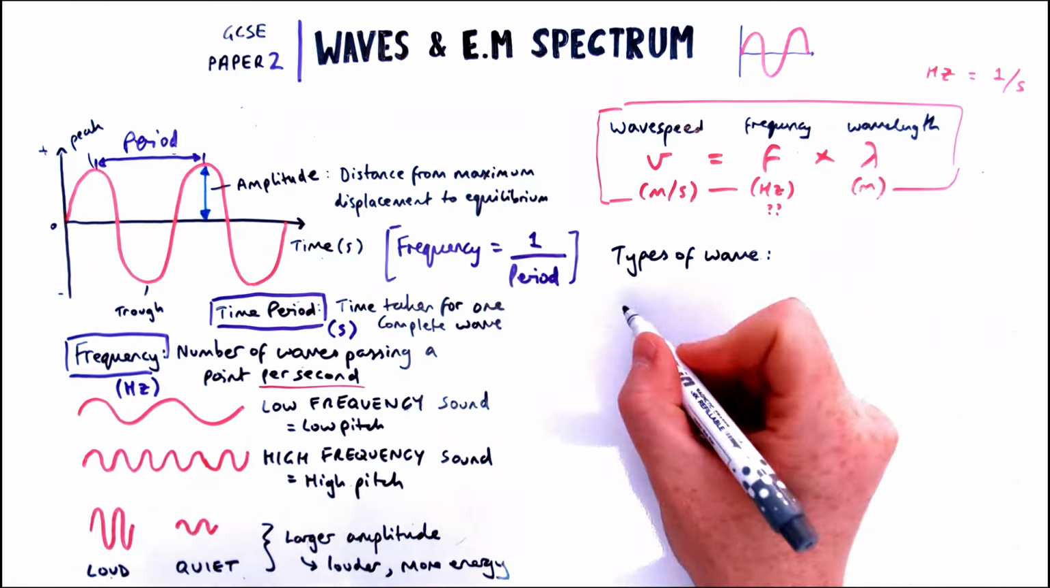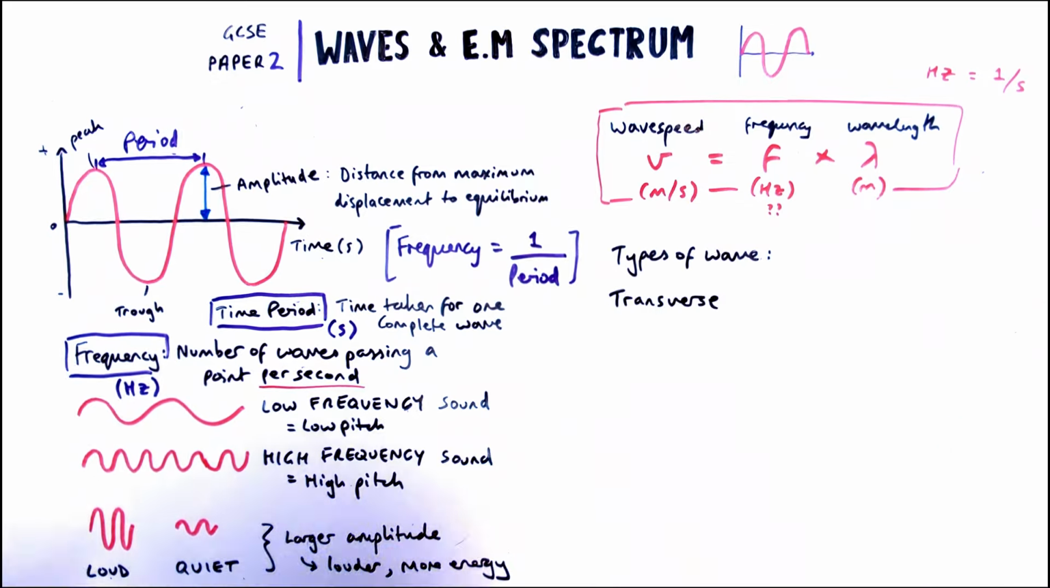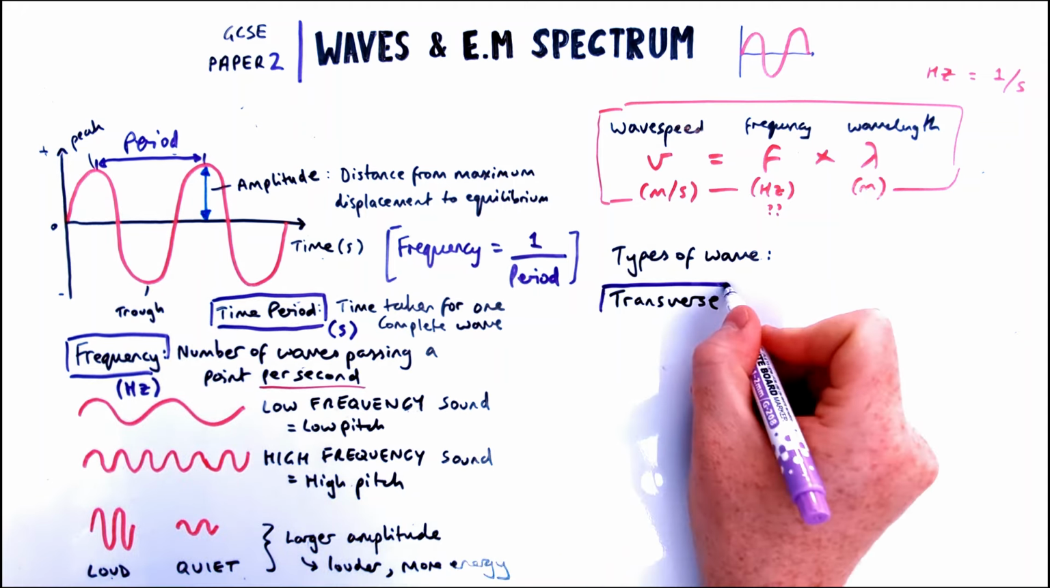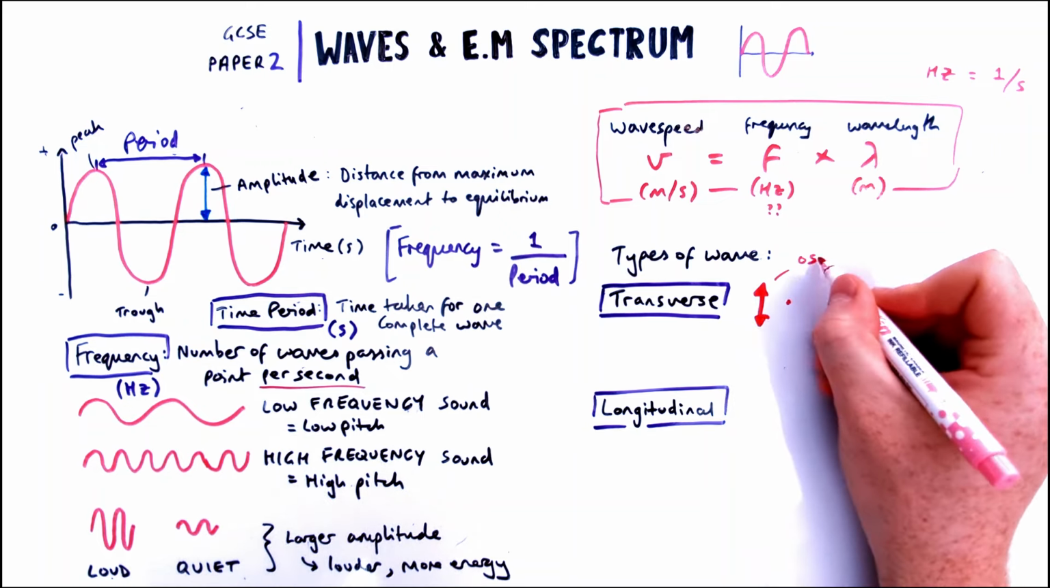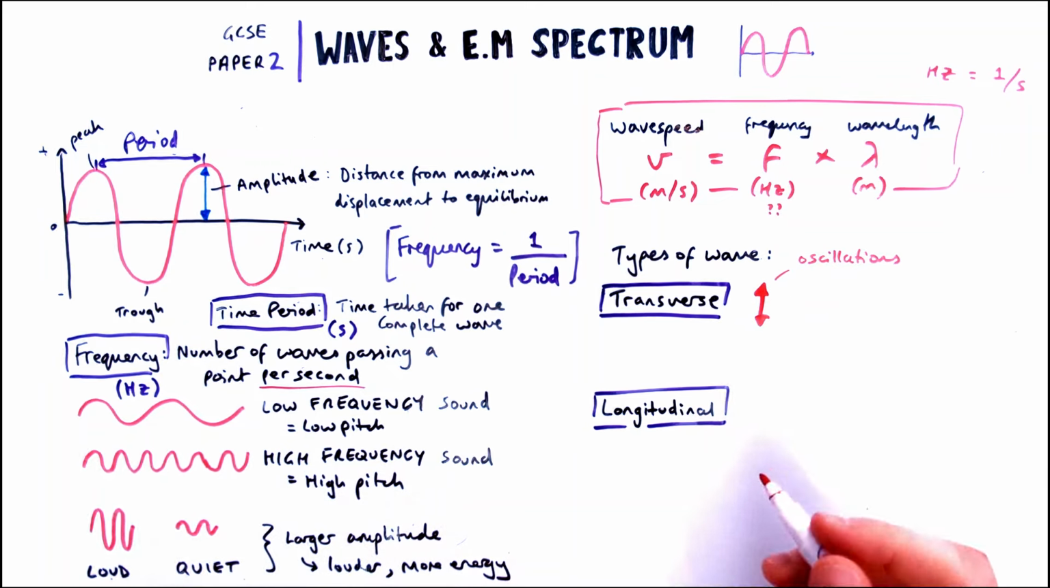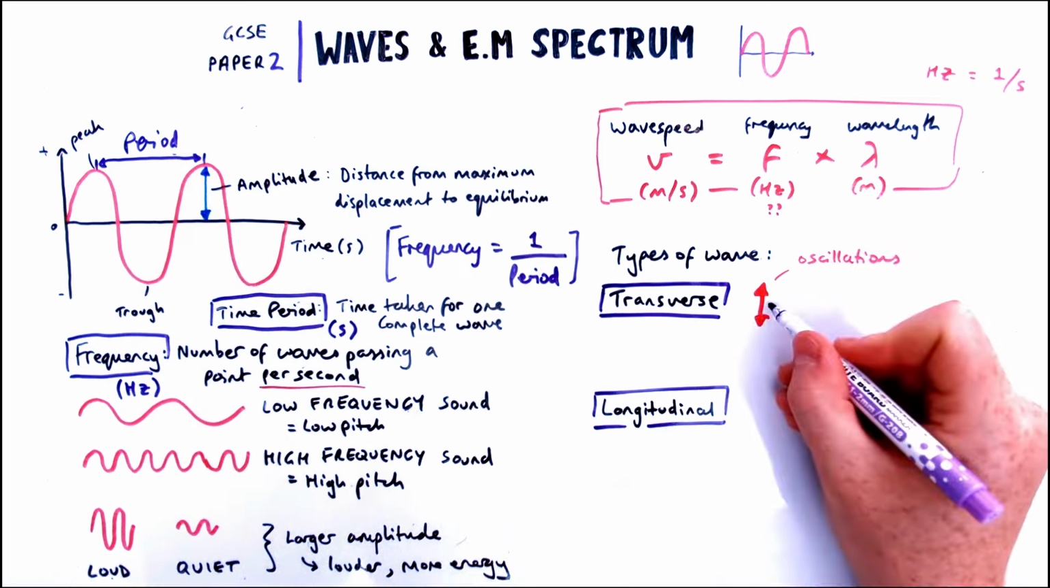Next, we're going to look at transverse and longitudinal waves, the two categories of waves. So if I were to draw out a transverse wave, if I draw the oscillations going up and down, so the oscillations or the vibrations that cause the wave will still go left to right.